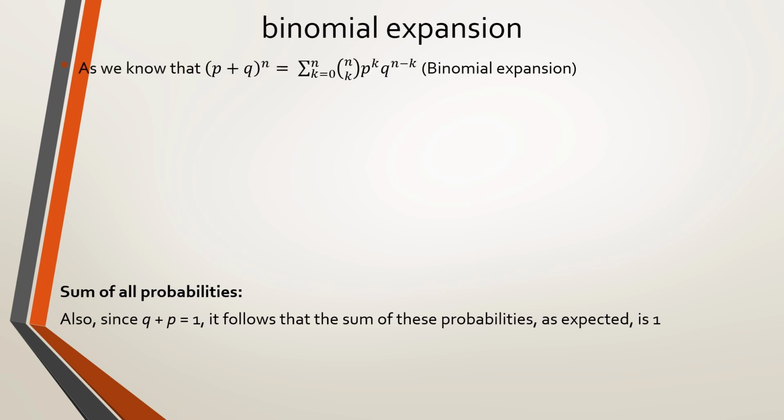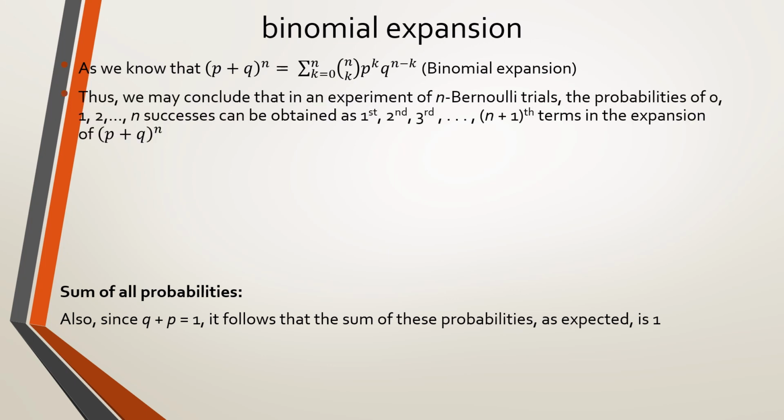Binomial expansion, yes, the term reminds you of the formula for the binomial expansion of (p plus q) raised to n. That was the summation for k from 0 to n of nCk p raised to k q raised to n minus k. That means for any experiment of n Bernoulli trials, the probability of getting 0, 1, 2 or n successes can be obtained as the first, second, third or (n plus 1)th term of the binomial expansion of (p plus q) raised to n.